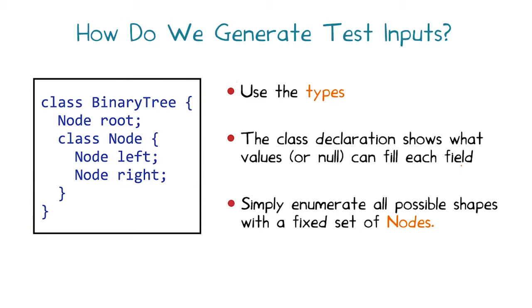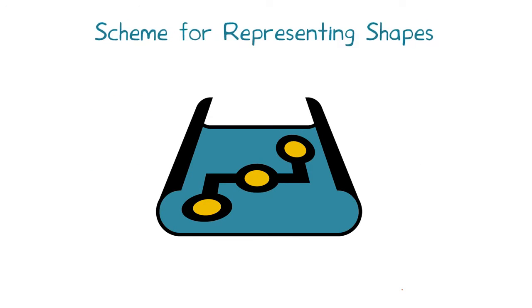Thus, to generate a set of small test inputs, Korat need only enumerate all possible shapes of binary tree objects that can be created from a fixed set. Before we see how Korat enumerates such shapes, let's look at the scheme that Korat uses to represent different shapes uniformly. This scheme lies at the heart of how Korat systematically and efficiently enumerates the shapes.